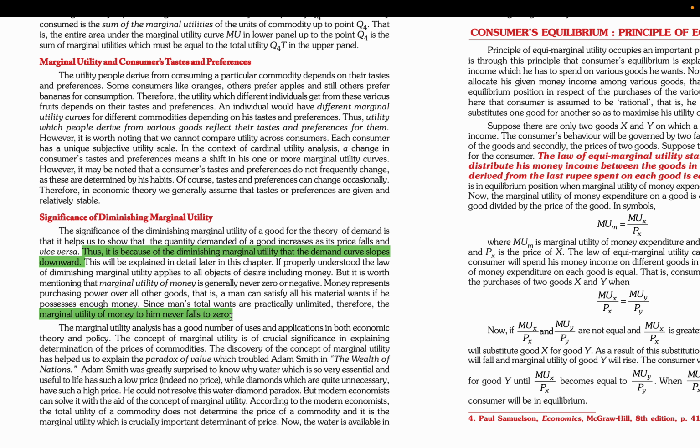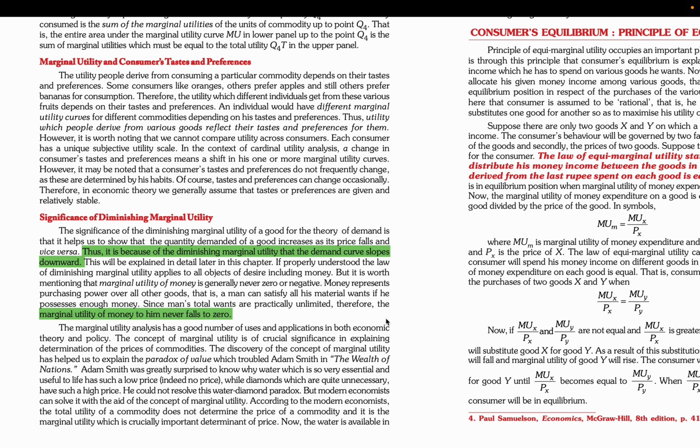The marginal utility analysis has a good number of uses and applications in both economic theory and policy. The concept of marginal utility is of crucial significance in explaining the determination of prices of commodities. The discovery of the concept of marginal utility has helped us to explain the paradox of value, which troubled Adam Smith in The Wealth of Nations. Adam Smith was greatly surprised to know why water, which is so very essential and useful to life, has such a low price, while diamonds, which are quite unnecessary, have such a high price. He could not resolve this water-diamond paradox, but modern economists can solve it with the aid of the concept of marginal utility.